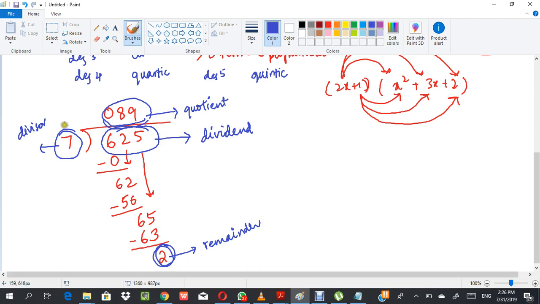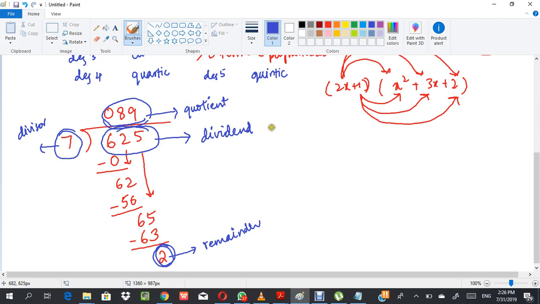Anyway, so these are the 4 components of division, namely dividend, that is something that gets divided, the divisor, that is something that is going to divide the dividend, then we have a quotient, which is the end result, and the other end result, which may or may not exist, is the remainder.